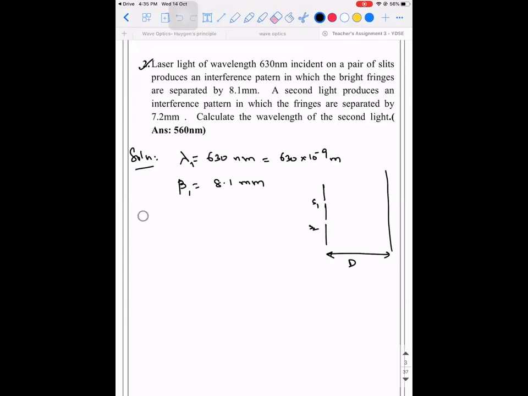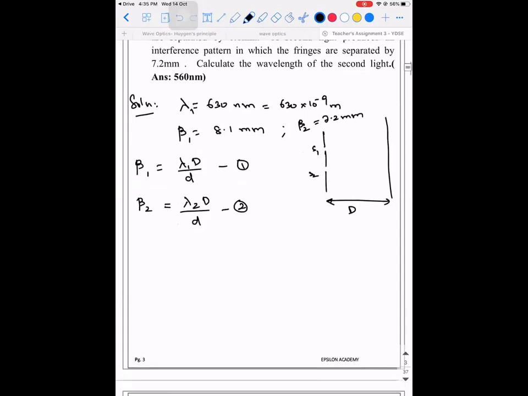Beta 1 is how much? I'm going with the formula. Beta 1 is equal to lambda 1 into capital D divided by small d. Let this be equation number 1. What about beta 2, guys? Lambda 2 into capital D divided by small d. Let this be 2. Beta 2 is also given. How much is it? It is 7.2 millimeter.